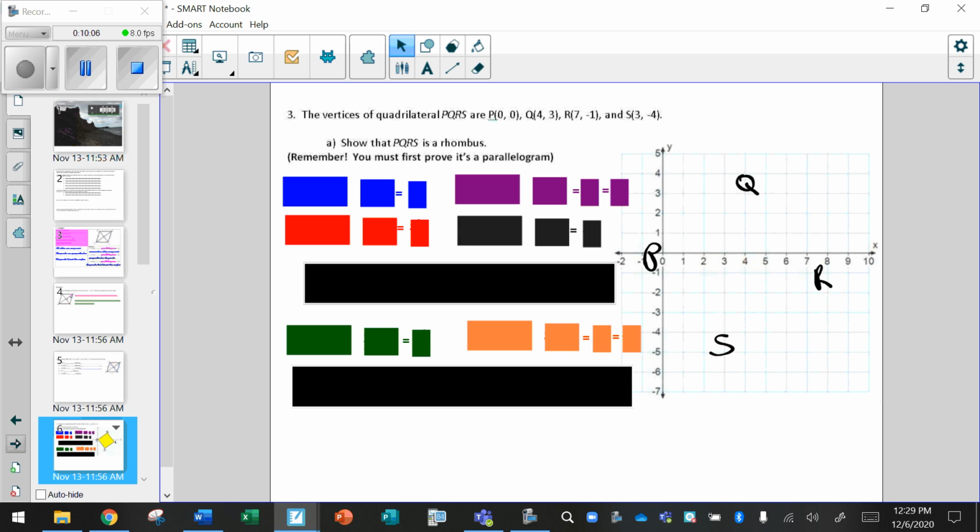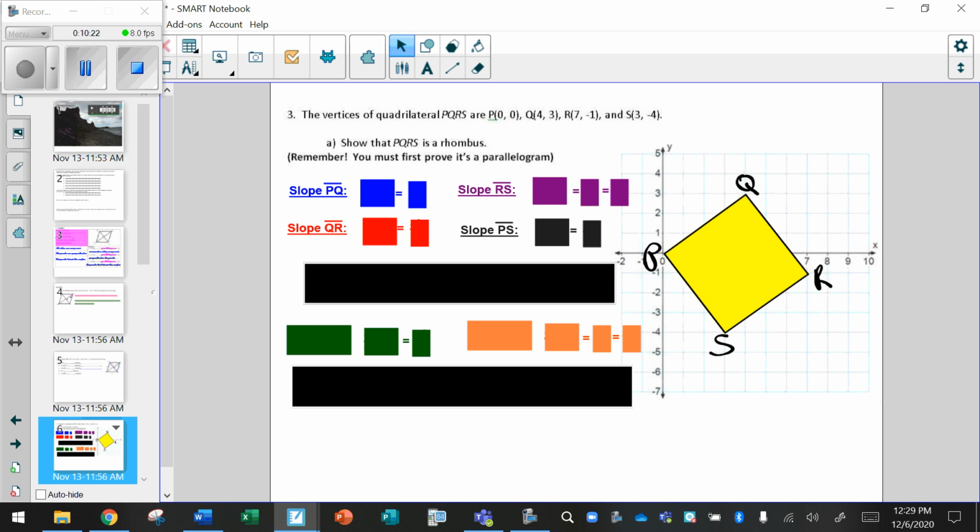All right, so hopefully you have your shape drawn. We are going to prove this is a rhombus. Now, in order to prove it is a rhombus, we must first prove that it is a parallelogram. And I told you that the best way to prove a shape is a parallelogram is find the slope of all four sides. So, pause the video, please. Find the slope of all four sides.